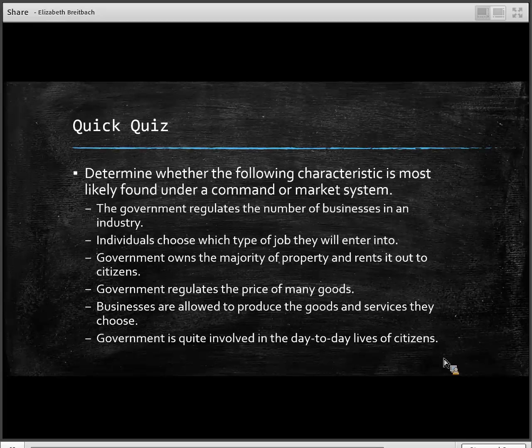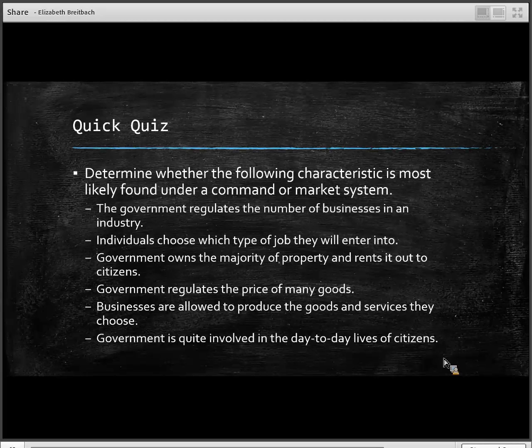This isn't always going to be 100% true. If we said something about a market failure, it could be a market system. But traditionally, whenever we see government regulate something, think command system. Individuals choose what type of job they enter into. This is that market system. Individuals own the factors of production. They get to decide what type of job they enter into.